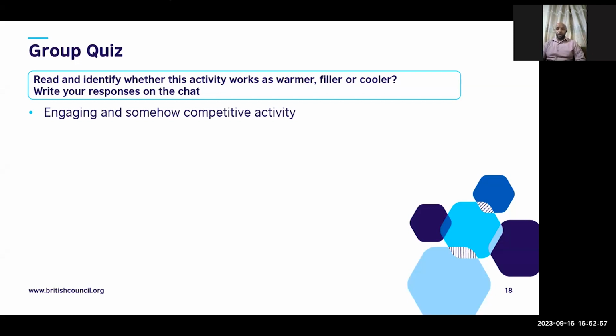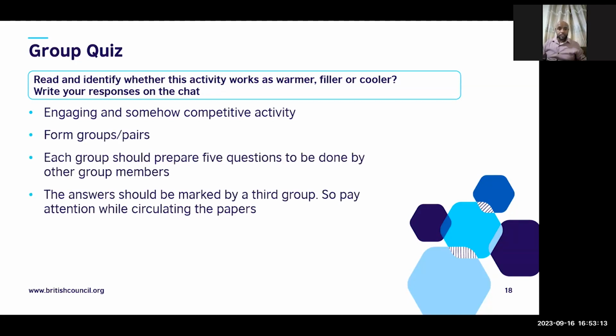So pay attention while circulating the papers in order not to give the same paper to the same group, so that we have to swap questions among the class. Okay, Gary, more contents of the topic, more contents of the slide. Yes, good. So now you read this.